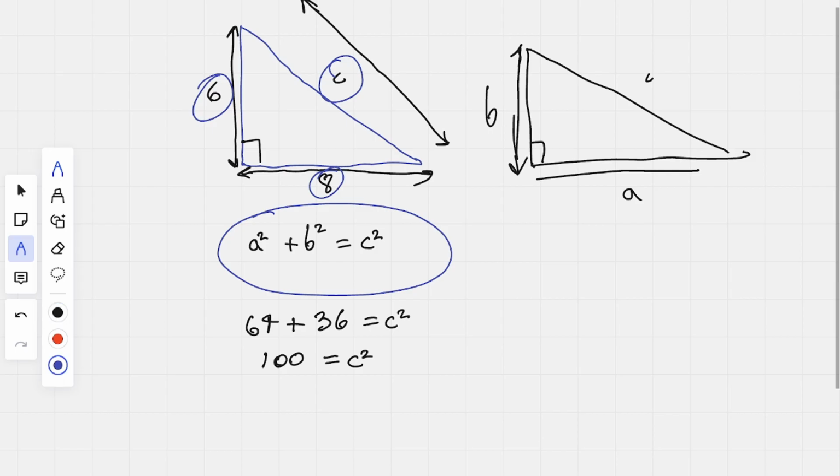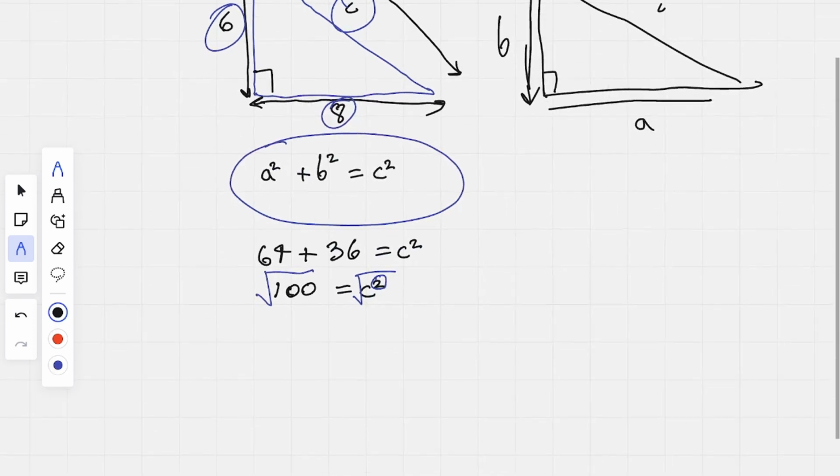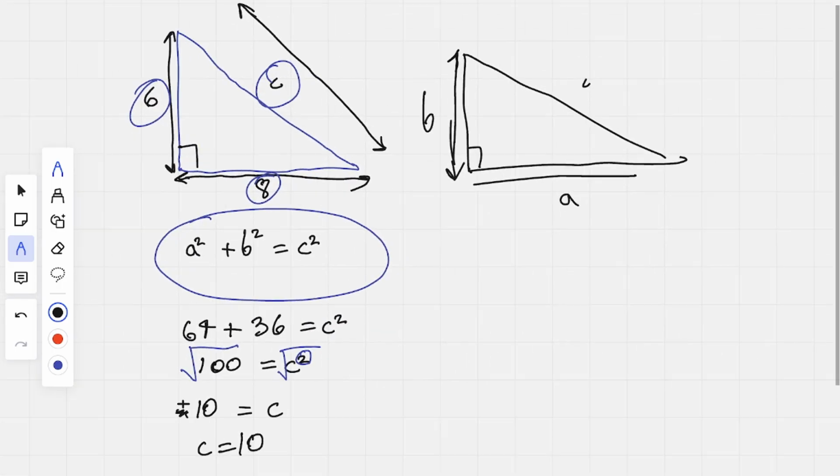Now we need to remove the squared, so we square root both sides. This would therefore become plus or minus 10, and this would become C. Now obviously the side length cannot be negative, so we have to remove the negative, and the answer for C would be 10. So the value of C is 10.